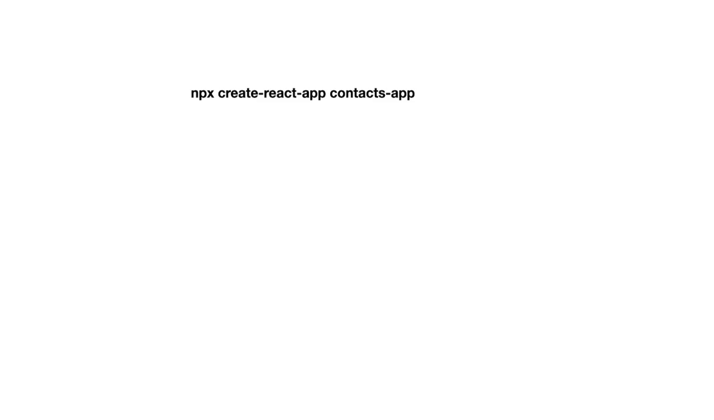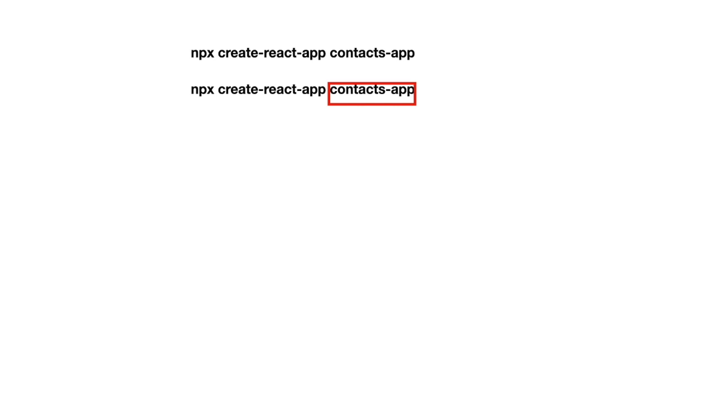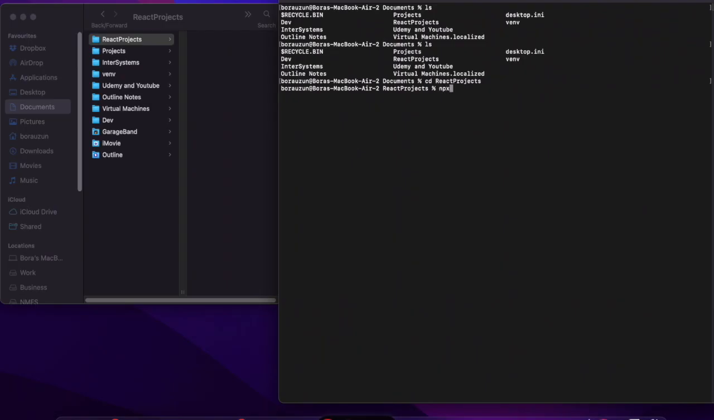We can create our first application using a single command. npx create-react-app is the command. Let's name our app contacts-app, as we will be implementing a contacts application together, an application to manage contacts. A React project name should be all lowercase. No capitals are allowed. If we press enter, it will create and set up the project.